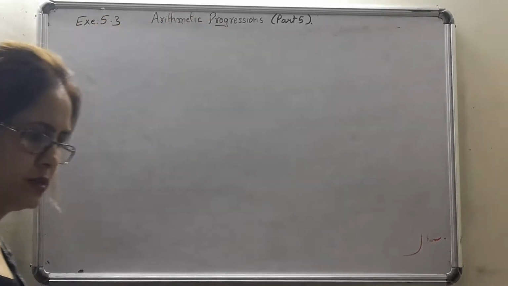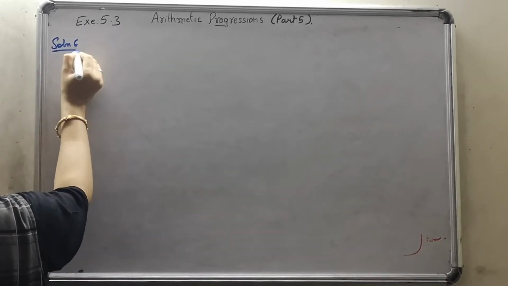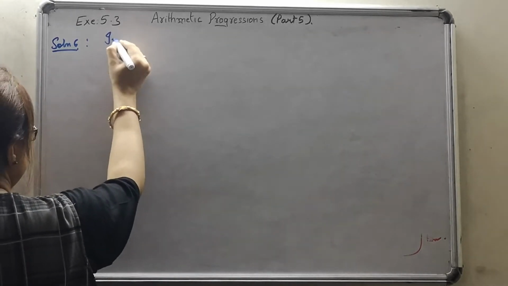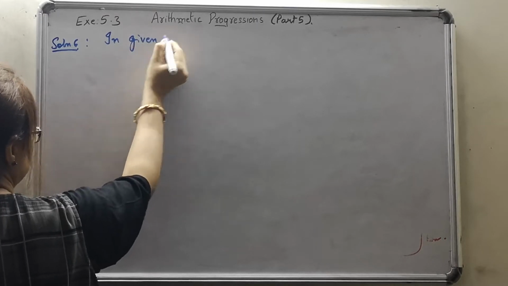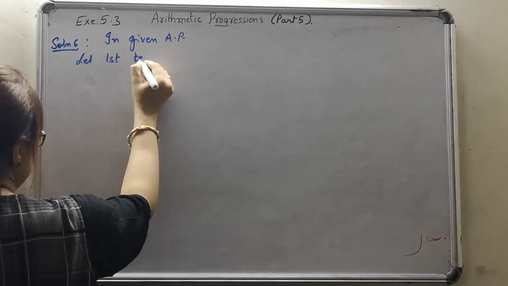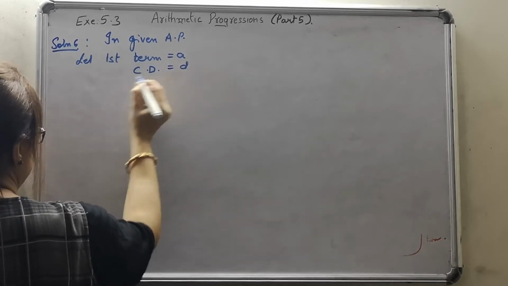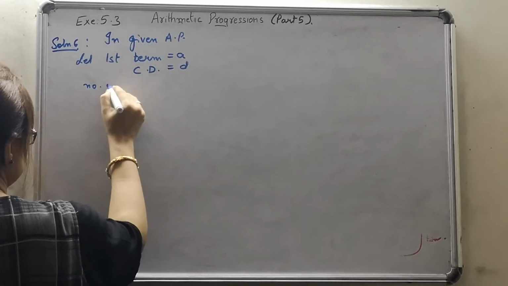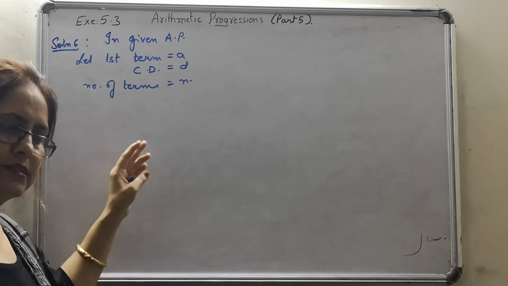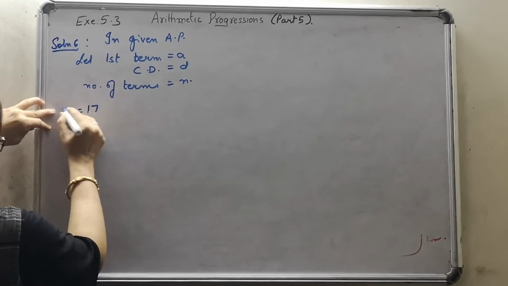So let's see what's given to us in symbolic language. This is solution number 6. Since the AP is not given, we will take up suppose abbreviations. In the given AP, let the first term be small a, common difference be d, and let the number of terms in this AP be n. Now come to the question. The first sentence said that the first term of an AP is 17. That means a is 17.